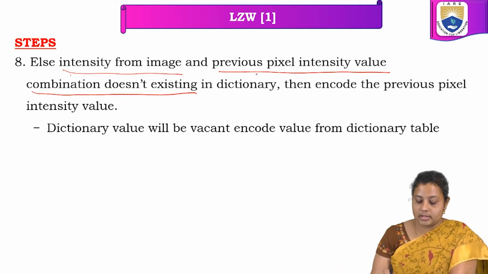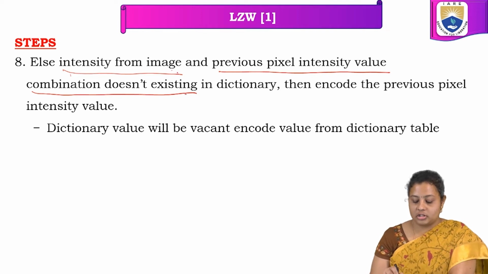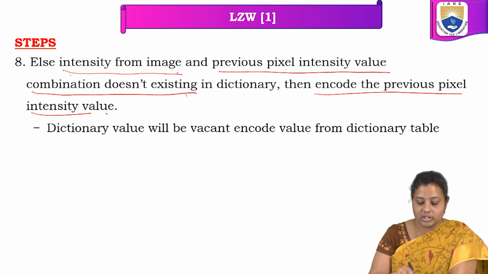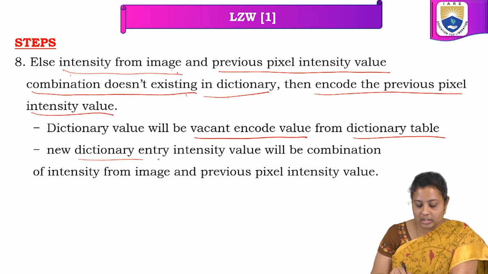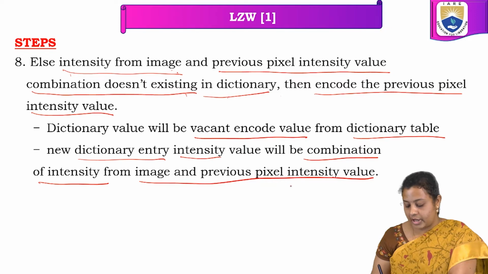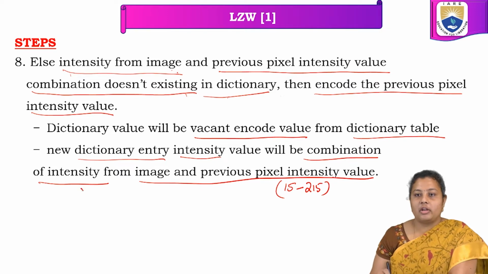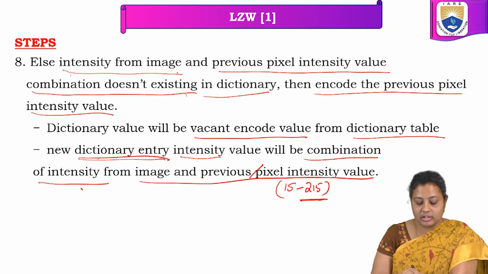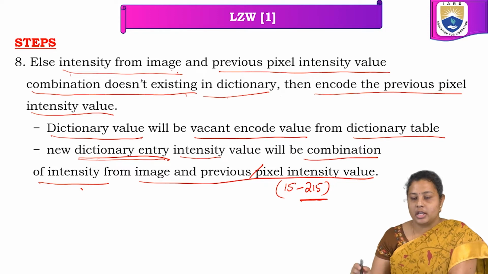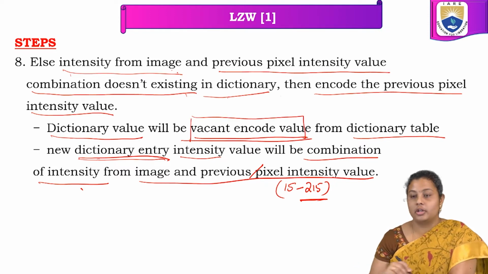Now, as I said, if the intensity from the image's combination is not existing, then we encode the previous intensity value and we give it in the new dictionary. So the dictionary value will be the vacant encode value from the dictionary table, whereas the new dictionary entry intensity value will be the combination of the intensity from the image and the previous intensity value, right? So as I said, 215 215, which is the combination of my intensity value and my previous pixel intensity value. This combination I'm giving as the new dictionary entry, and the dictionary value we are going to write in my table will be the vacant encoded output, right? So that is how we are going to develop my dictionary.